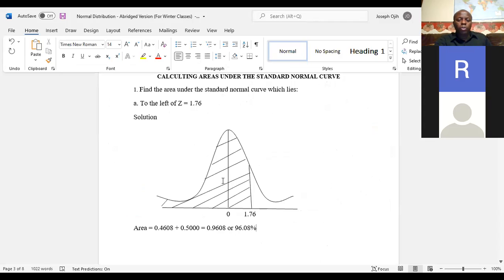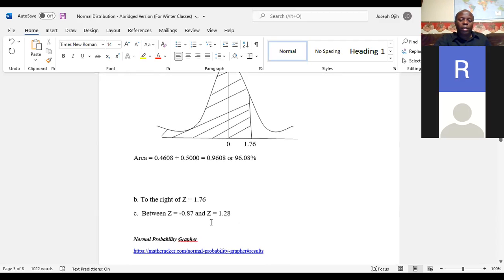Now, you can also see from here that half of this is 0.5, right? This part from here to 1.7 is what you saw on the table, that is the 0.4608. Then this other half is 0.5. So together, add them together, and that gives you the area. All right, so that's basically what we do here.